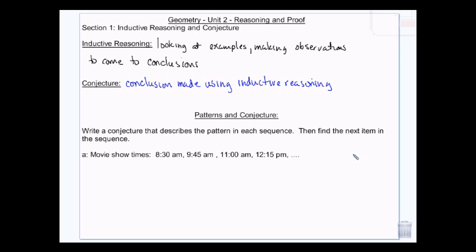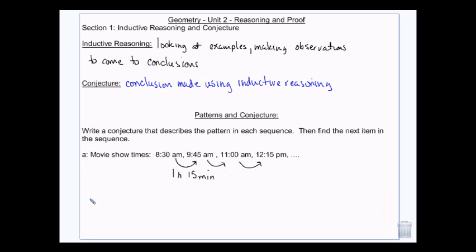Okay, so we're going to use inductive reasoning. We're going to look for patterns. If I want to write a conjecture that describes the pattern, so that's my conclusion based on the pattern I'm observing. I look at the movie times. I have 8:30, 9:45, 11, 12:15, and I notice there's an hour and 15 minutes between each movie showtime. So I might conclude that there's going to continue to be an hour and 15 minutes between each showtime, right? Because if I see that hour 15, hour 15, hour 15, I'm not going to assume, okay, 3 hours till the next movie. I'm going to assume that they're all an hour and 15 minutes because that's the pattern.